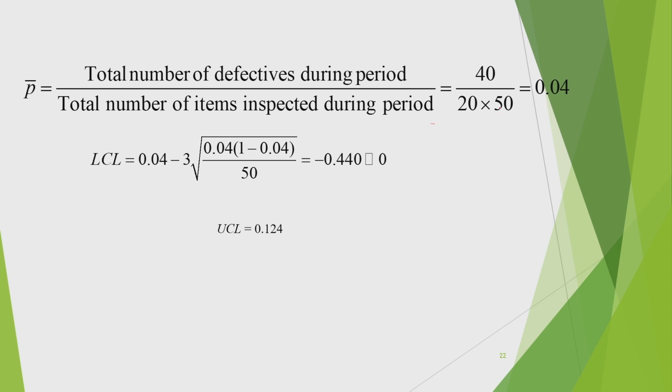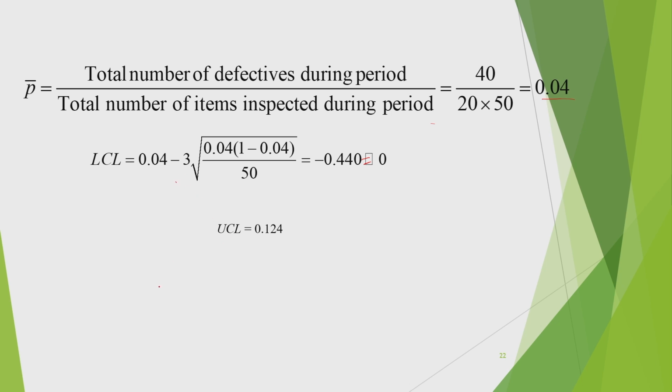Each sample size was 50. So 20 into 50, and this comes out to be 0.04. Therefore the lower control limit is 0.04 minus 3 under root of this much. This comes out to be some negative quantity, so it will be made 0. And the upper control limit similarly comes.